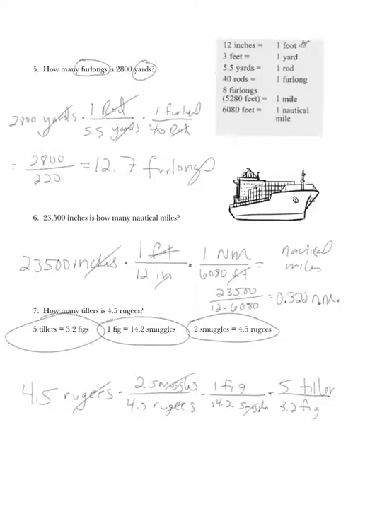Cross cancel, cross cancel, cross cancel. When you multiply across the top, I'm going to be multiplying 4.5 times 2 times 5. On the bottom, I'm going to be multiplying 4.5 times 14.2 times 3.2. Whatever I get, I can put next to the thing, tillers, and I'm going to multiply that. Approximately 0.055 tillers.